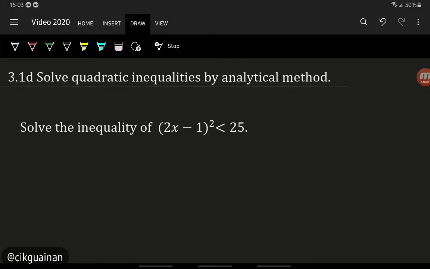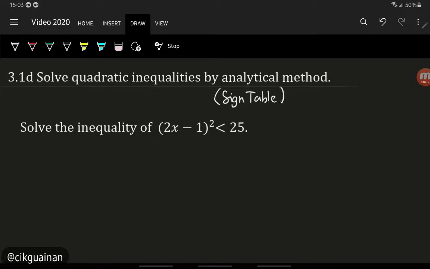In this video, I would like to share with you how to solve quadratic inequalities by using the analytical method. By the analytical method, we are going to choose one of them only. So we are using the sign table.